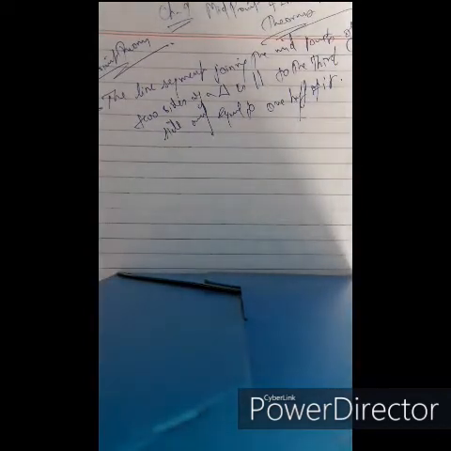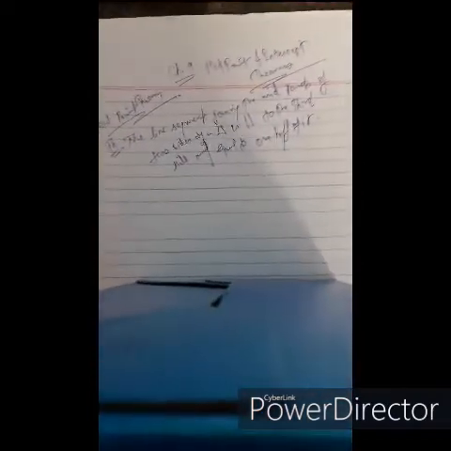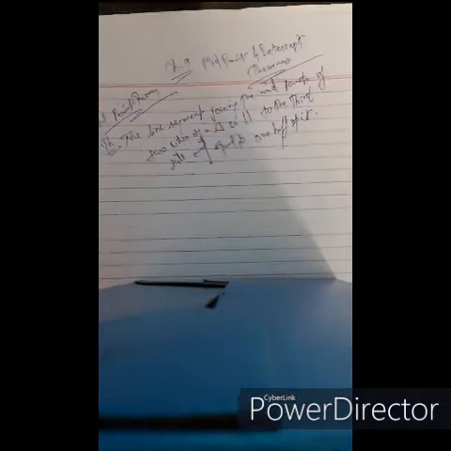Midpoint theorem states that, I hope you are able to see, the line segment joining the midpoints of two sides of a triangle, any two sides of a triangle, is parallel to the third side and equal to one half of it.